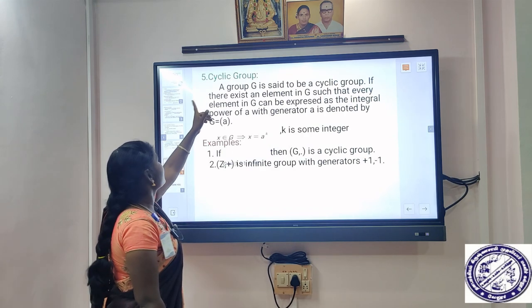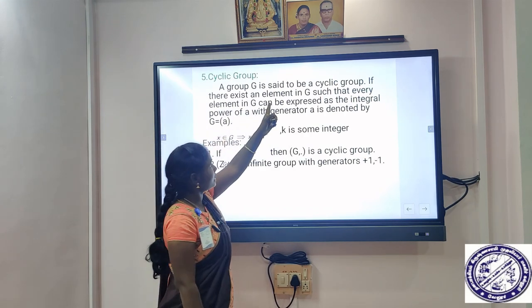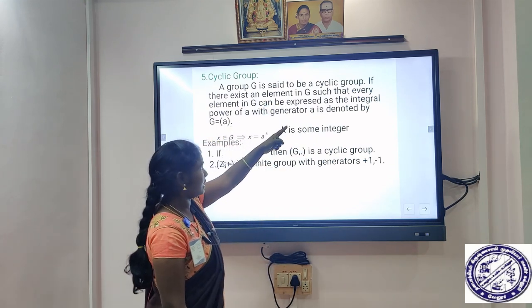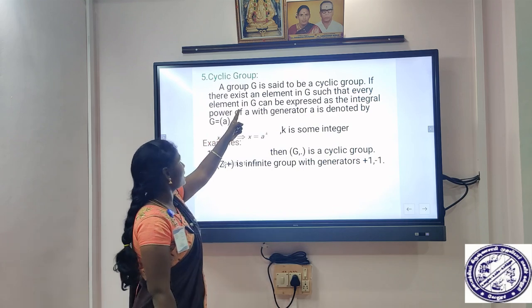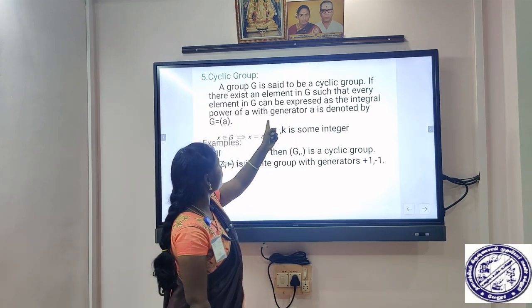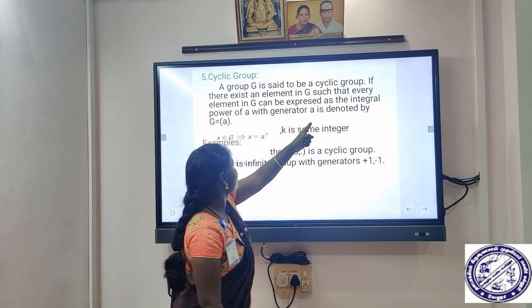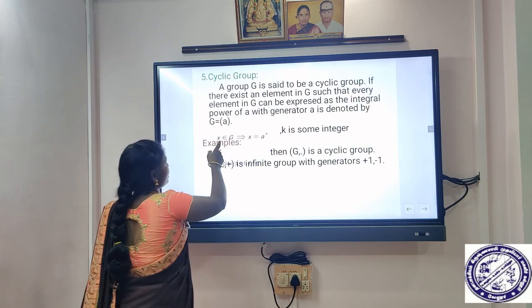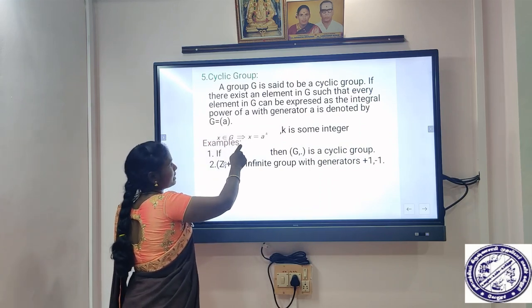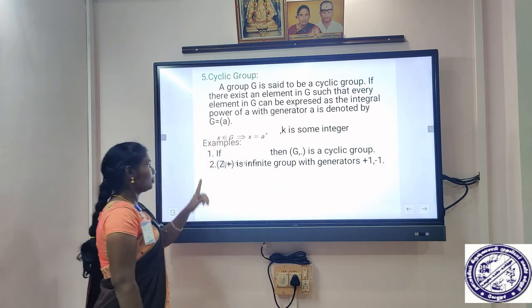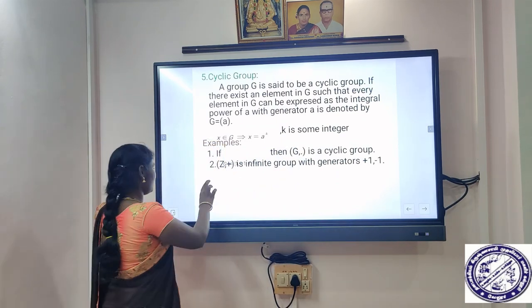Cyclic group. A group G is said to be a cyclic group if there exists an element A in G such that every element in G can be expressed as an integral power of A. A is called the generator and is denoted by G = ⟨A⟩. Okay. Next, the condition is: x belongs to G implies that x equal to A power k, where k is some integer.